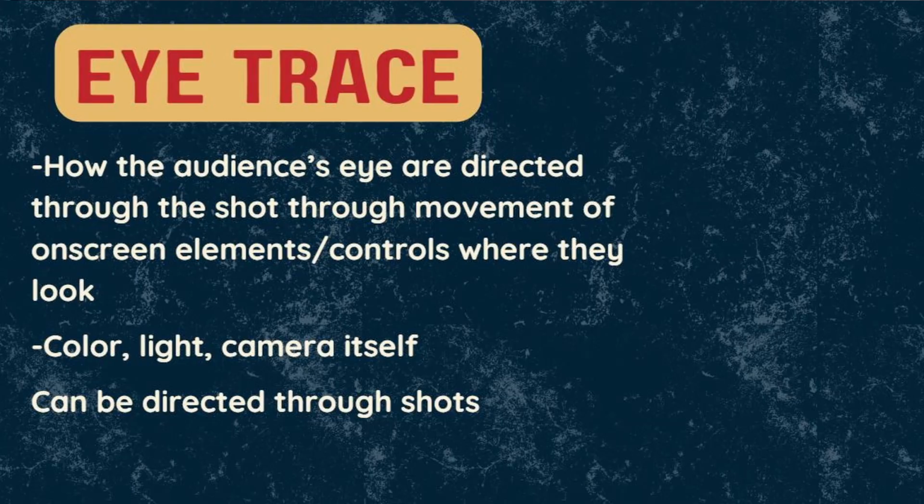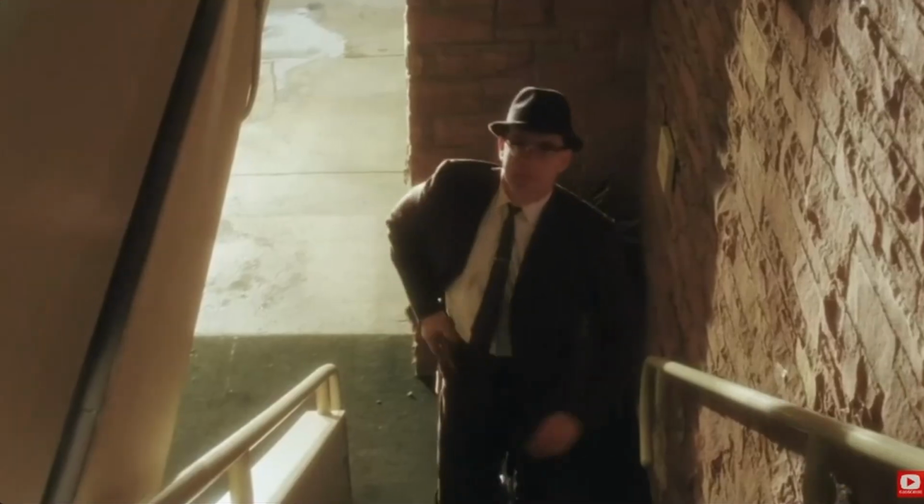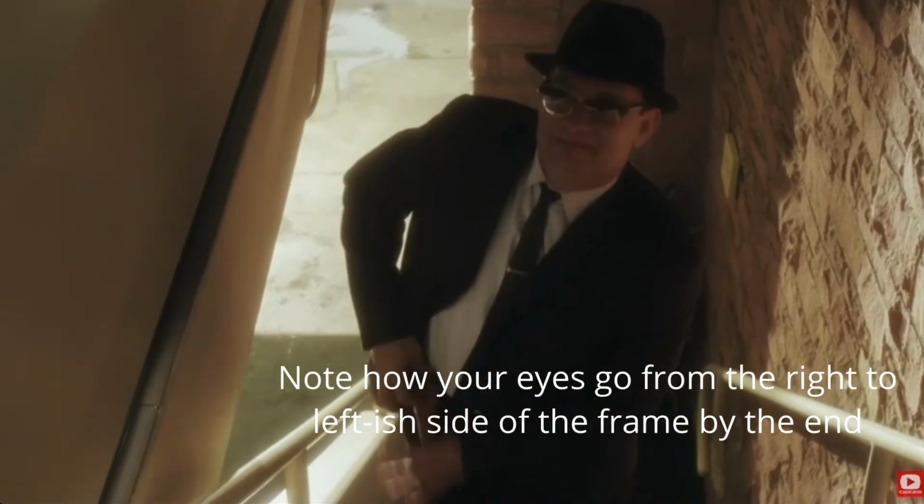We can better understand the goals of motivating camera movement through the concept of eye trace. Eye trace is how the audience's eyes are directed through the shots from movement of the on-screen elements, color, light, the camera itself, anything that isn't actually a cut. You can actually direct eye trace through cuts, but Spielberg is less known for this.